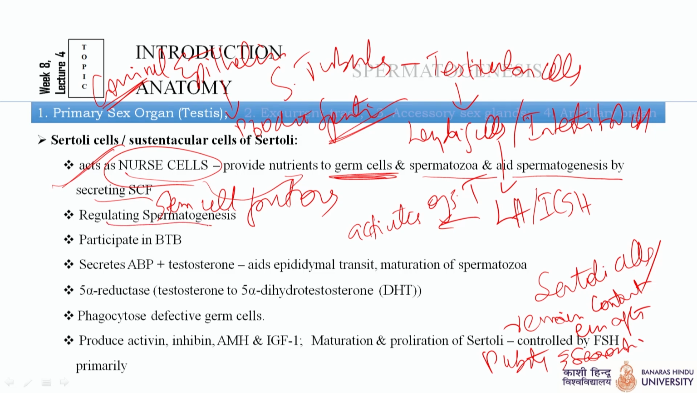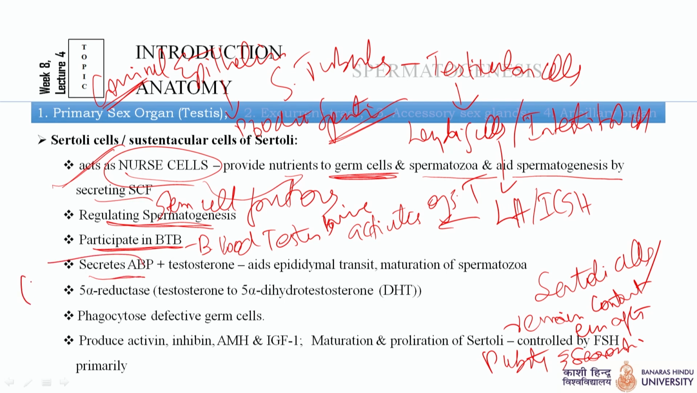Then it regulates the spermatogenesis. How is it regulating the spermatogenesis? By releasing the stem cell factors. And then it also participates in the blood-testis barrier. Blood-testis barrier, okay. How it forms the blood-testis barrier, we'll see in the next slide, okay. I'll tell you. And then the Sertoli cells secrete the ABP.